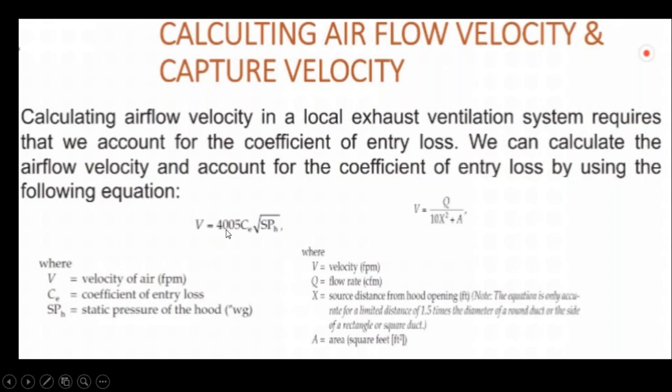This is about this formula. In this scenario, when our hood is at some distance X from the source of contamination, the value of X is in feet. Yes, 100% it should be in feet. If we change the value to inches, our calculation will be wrong.